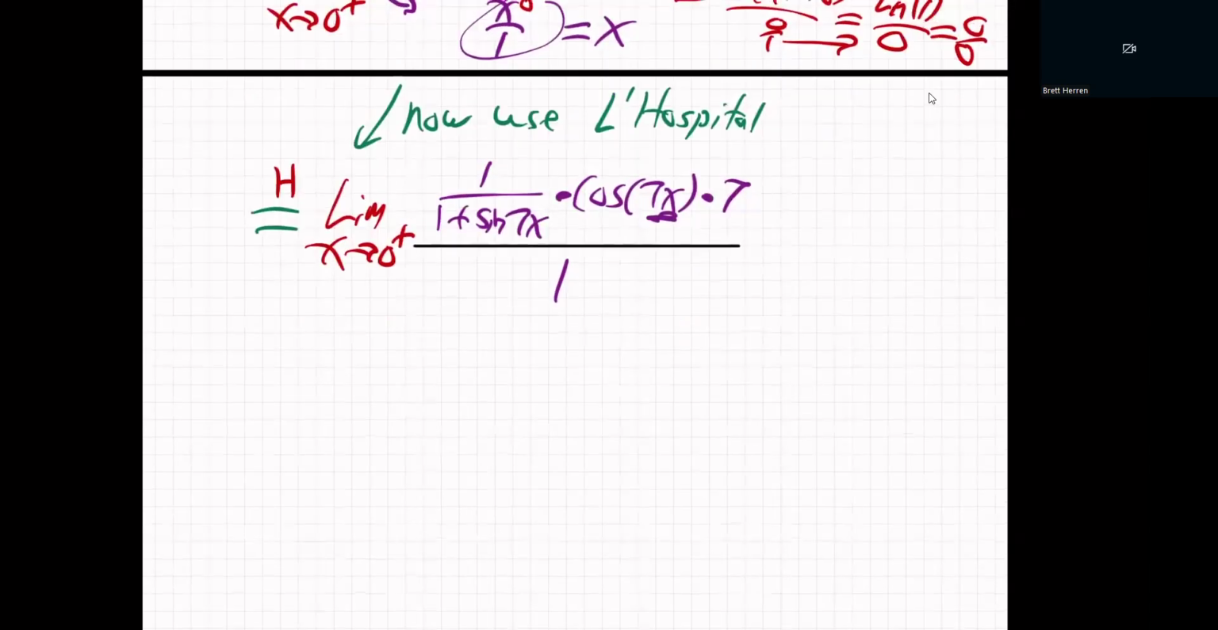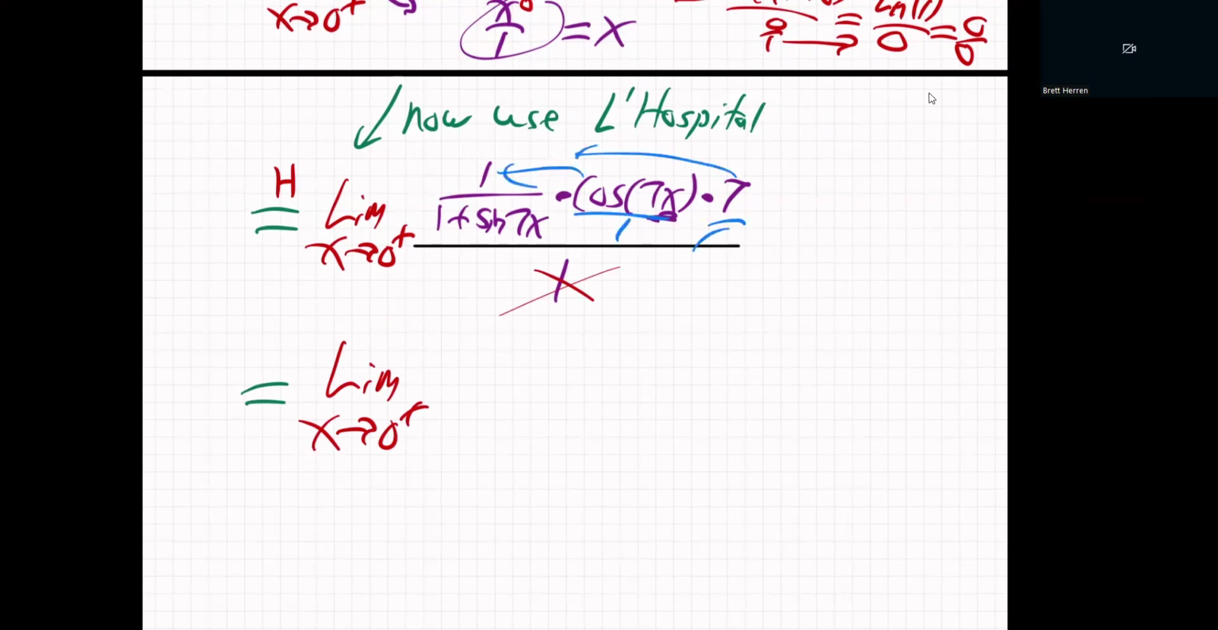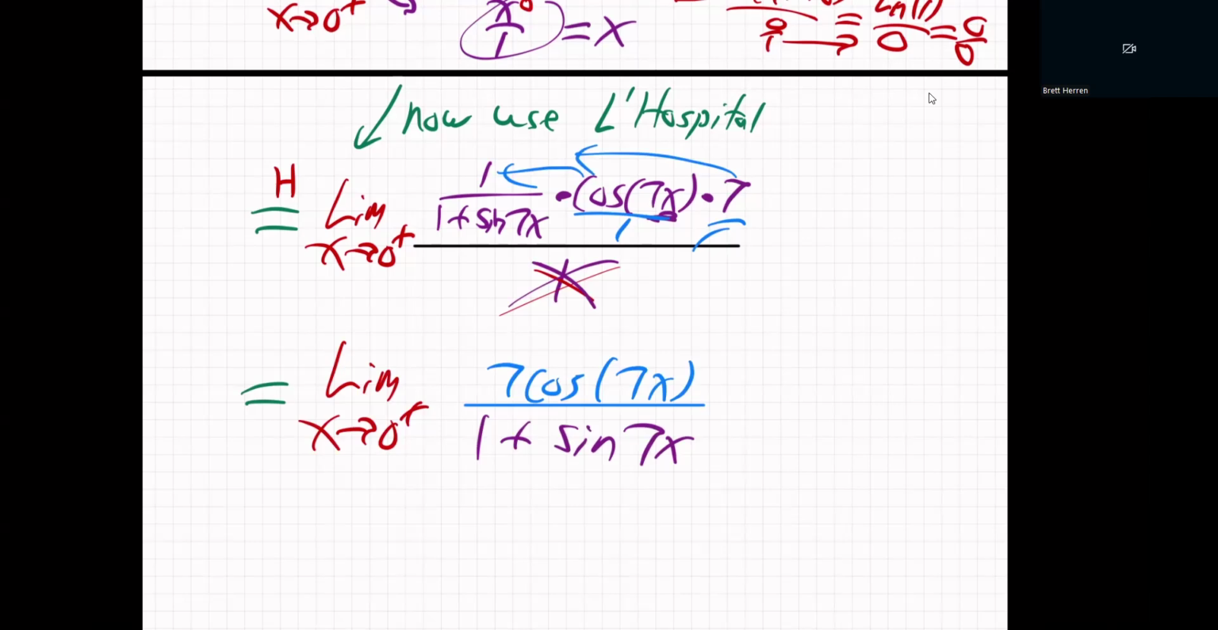You know, what's so great about that? Well, now watch what'll happen when we plug in that 0 again. Let me clean it just a tad bit. We're basically there. So this 1 on the bottom, we'll leave that. So what do we have? This guy's over 1 over 1. So they're just going to go to the top. So I'm going to have 7 cosine 7x over 1 plus sine 7x. Like I said, I don't need that 1 on the bottom. That's gone, right? So what's that then?